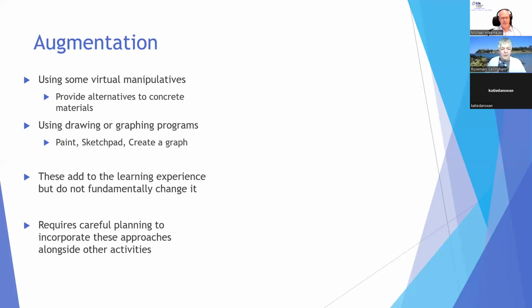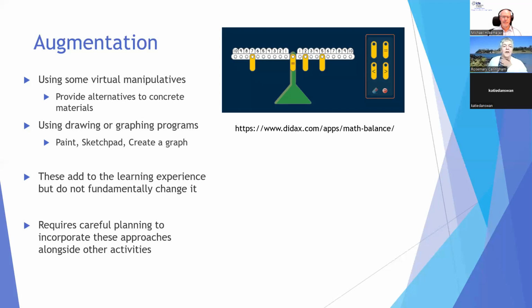So, for example, this particular site, Didax, has some very nice free resources. I always look for free sites, I might add. You can often pay more and get enhanced stuff, but I always start with the free stuff because I know what schools are like. But this is a balance where you can look at equivalence or develop understanding of equals and a whole range of things. Now, it works exactly the same way as the concrete balances. I mean, we've all seen those in primary classrooms. You're hanging your weights on either side and so on.